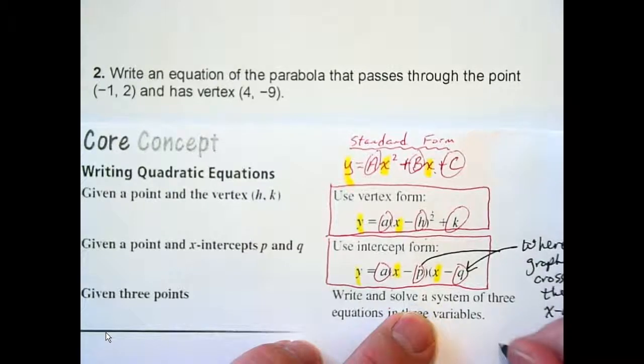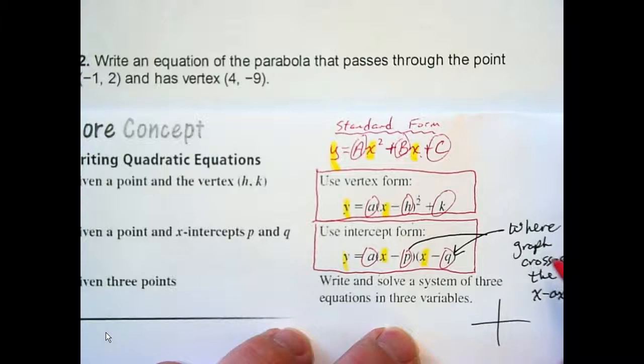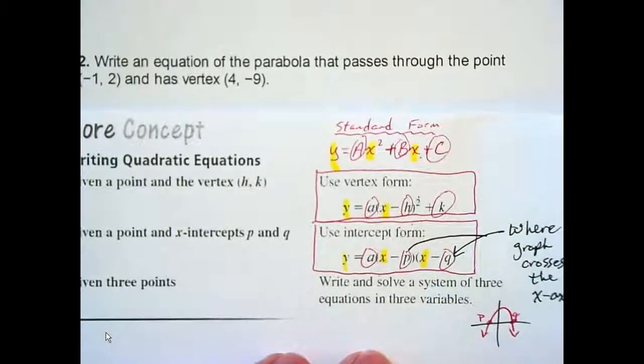Okay, so pictorially, if you had your x and y axis, you graph that, that's P and Q, or vice versa.